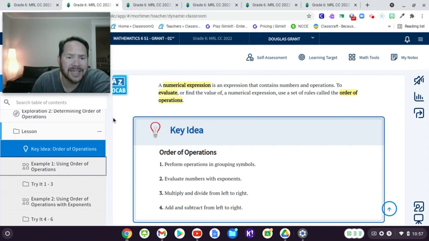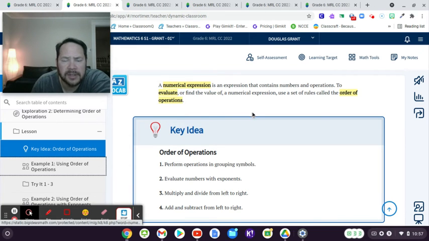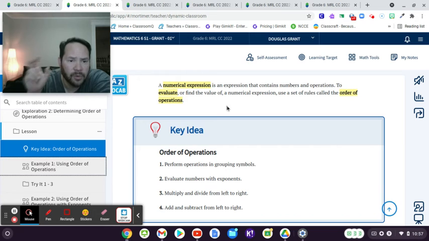This is what you're going to want to take some notes on. Write this down. Anytime you have a numerical expression, which is basically just a number sentence, and you have to evaluate it, that means simplify, get it down to one number, that uses the order of operations, and here they are.